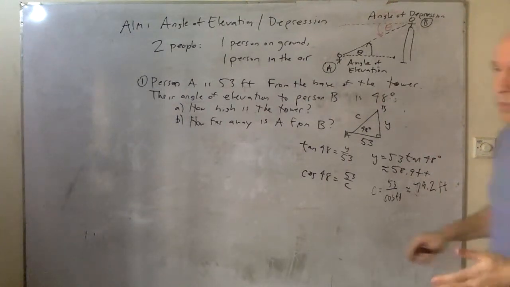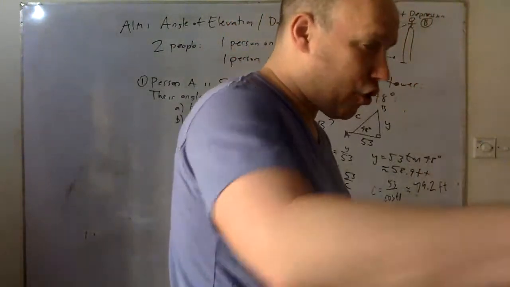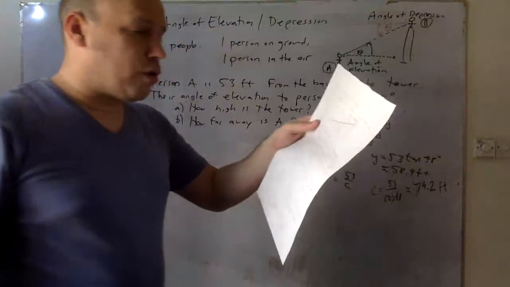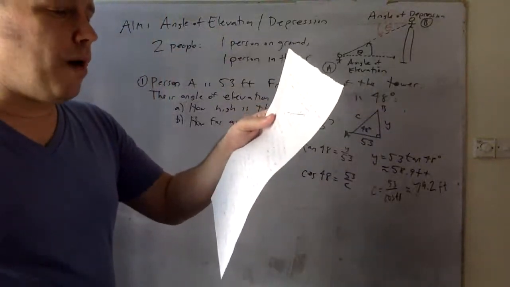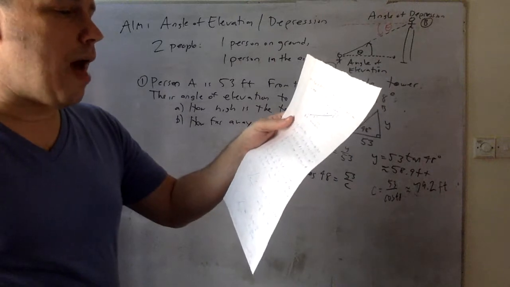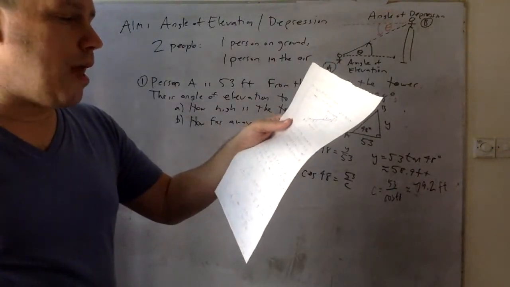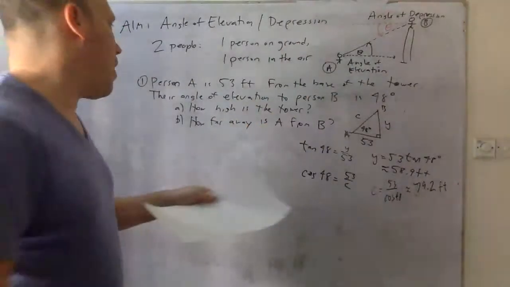Nice. Question number 2, let's use a question with the angle of depression. Question number 2 says, person B is at the top of a 100-meter tower. He looks down at a rotation of 40 degrees and sees person A. How far away is person A from the base of the tower?